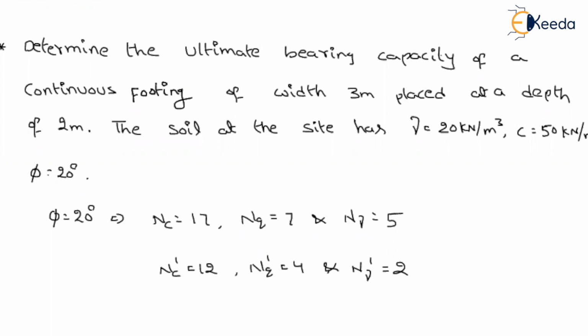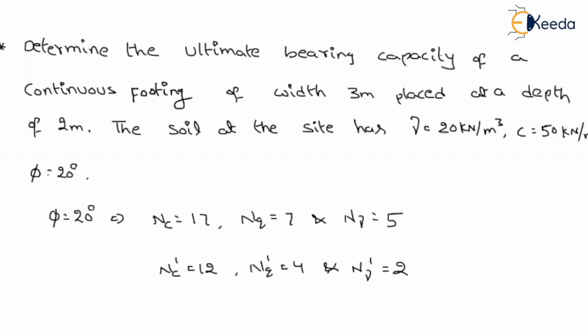The soil at the site has weight density given as 20 kilonewton per meter cube. Cohesion is also given, how much? 50 kilonewton per meter square. And angle of friction is also given, 20. So for phi equal to 20, if you see here, they have given two different sets, isn't it? Nc, Nq, and N gamma, and also they have given Nc dash, Nq dash, and N gamma dash.